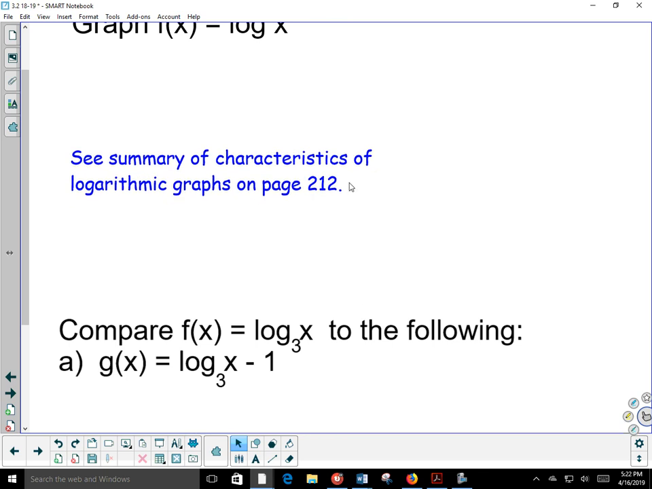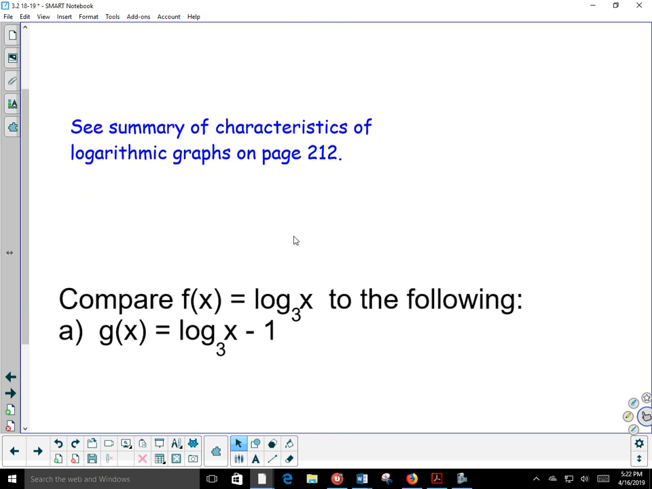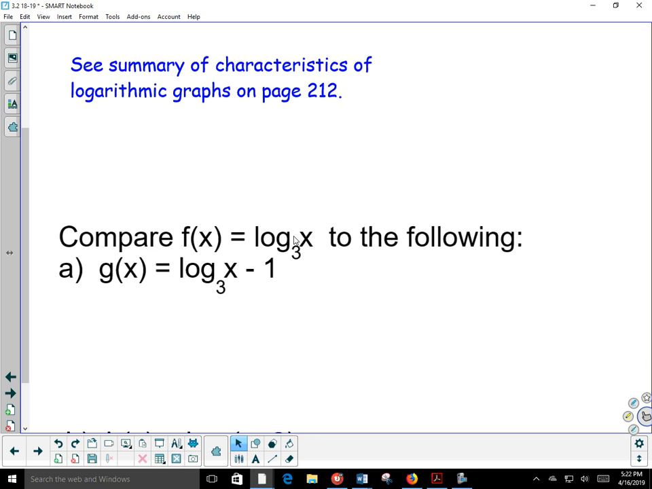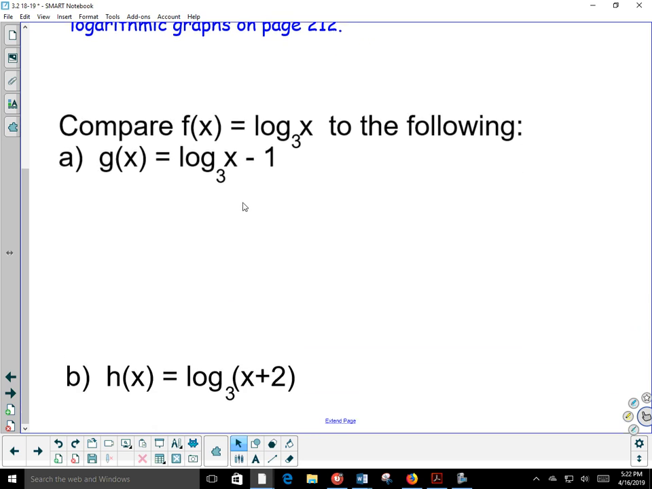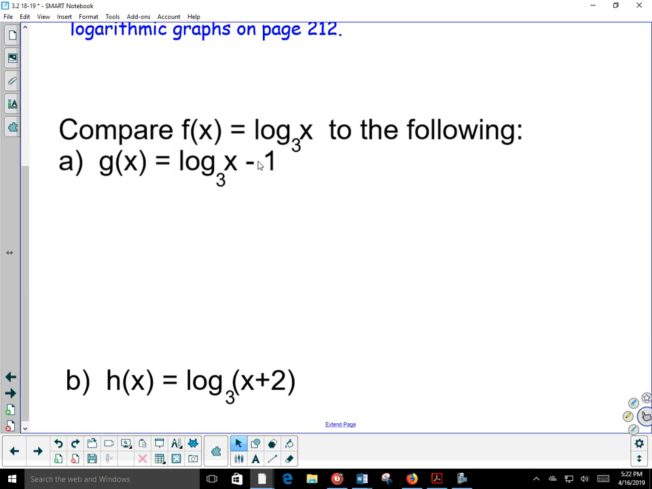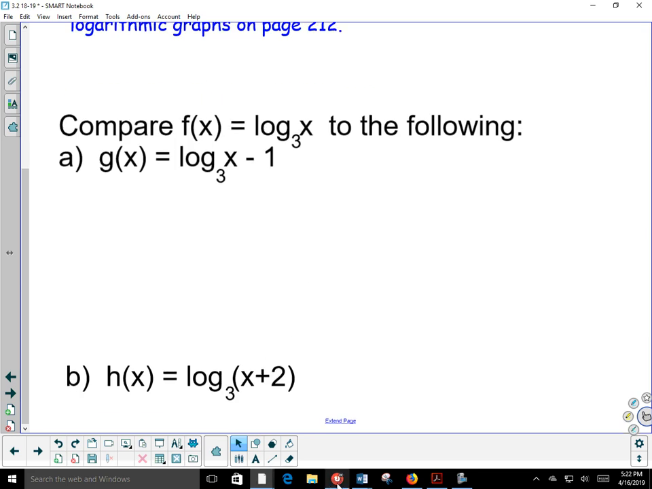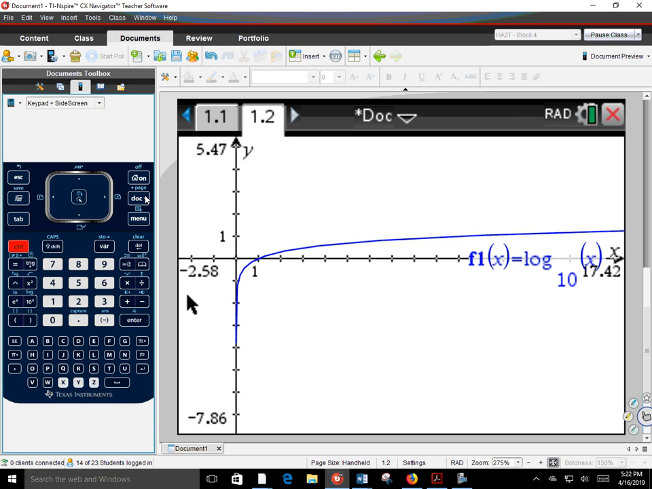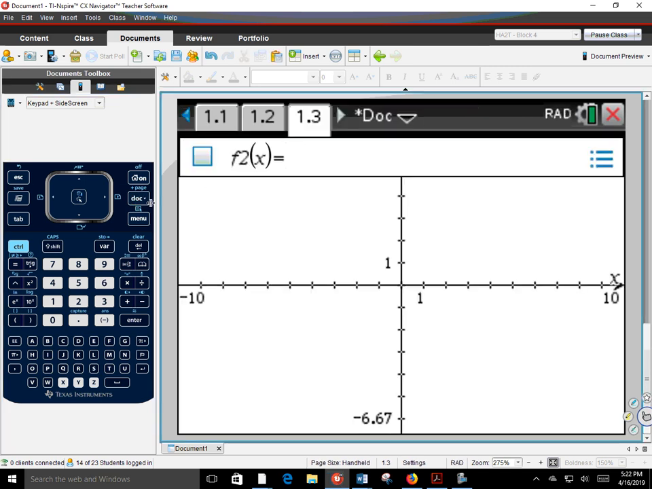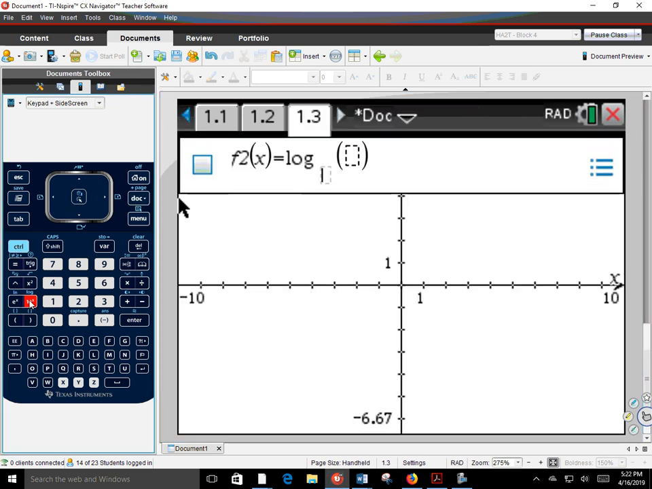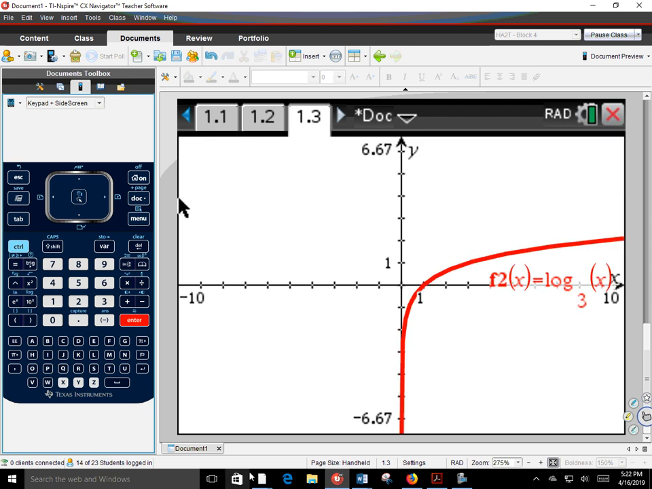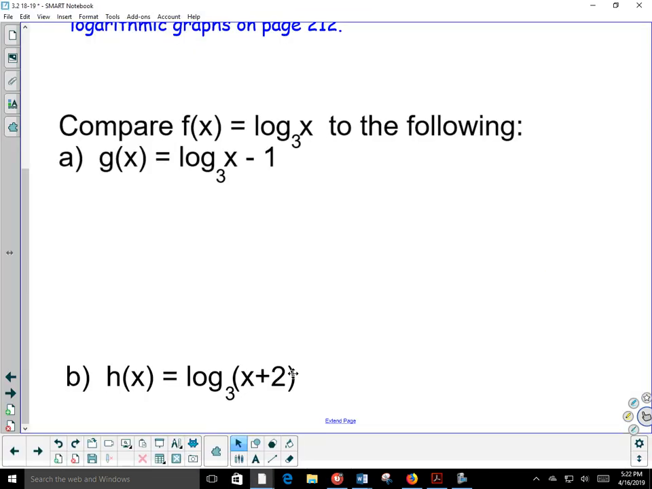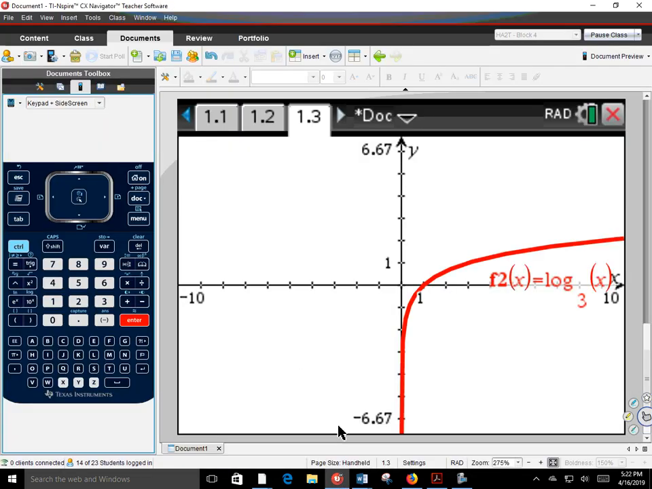And then if I want to compare this graph to some of these others, by the way, the characteristics for logarithmic graphs are on page 212, so I strongly encourage you to take a look at those characteristics. If we're going to compare the graph of log to the base 3 of x, let's try log to the base 3 of x here instead. So I'm going to add a new page, and I'm doing log to the base 3 of x. There's log to the base 3 of x, but now what if we had log to the base 3 of x minus 1?